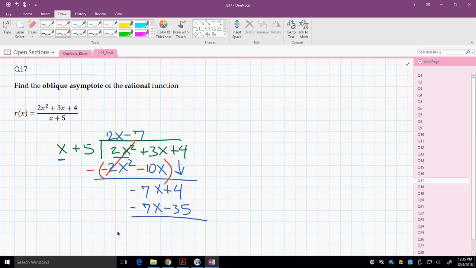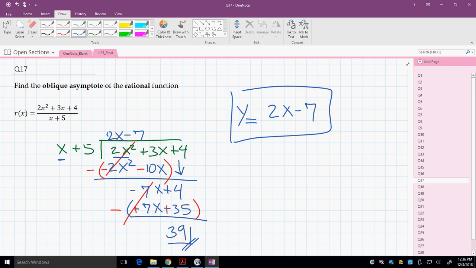Remember that we always have to flip the signs. So we're going to multiply by negative 1. The first term is going to be positive 7x, negative and a positive is going to give me positive 35. The first term cancels. Now I have 39. So my answer is going to be y equals 2x minus 7. That's my oblique asymptote. It's going to be y equals 2x minus 7.